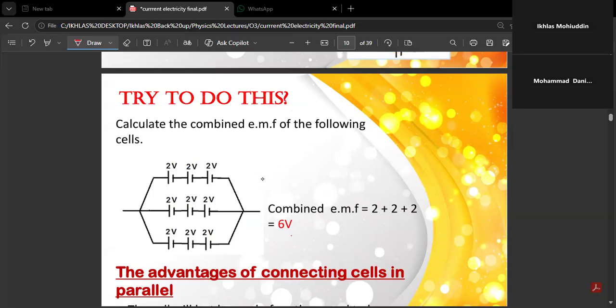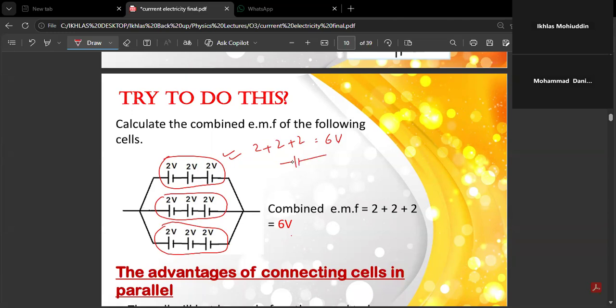Calculate the combined EMF of the following cells. So Daniel, we have this branch, and we have this branch in which we have three cells of 2 volts. First of all, we need to solve this branch. So 2 plus 2 plus 2 will be equal to 6 volts. So we can simplify this circuit like this, a cell of 6 volts. After that, in the second branch, again, all the 2 volts will be added. Third branch, 6 volts.